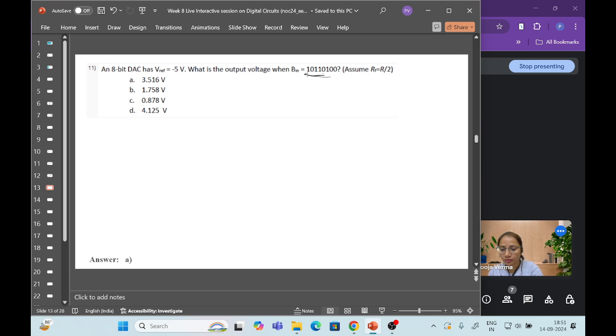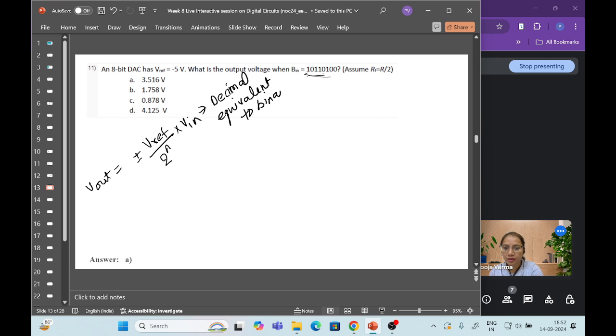For a digital to analog converter, the output voltage formula is V out is equal to plus minus V reference divided by 2 to the power n into V in, where V in is the decimal equivalent of the binary sequence. First we need to find out the decimal equivalent of this binary.